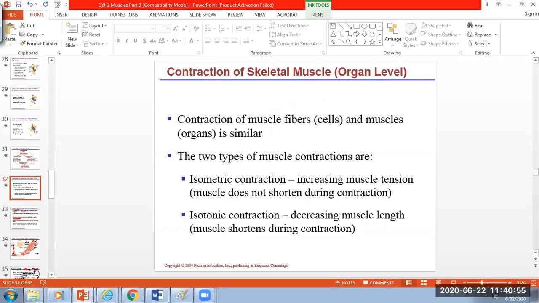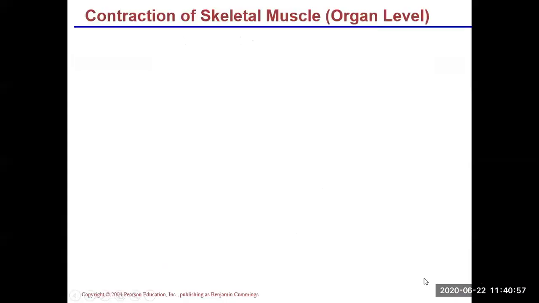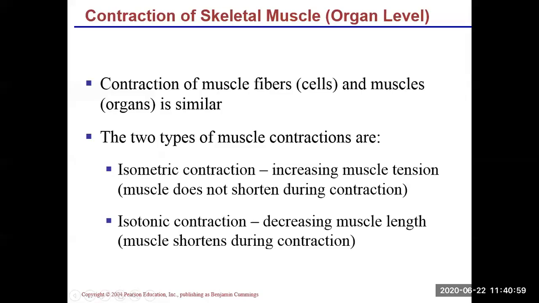All right, so now there are 2 kinds of contraction. One is an isometric contraction and the other one is an isotonic contraction. Isometric contraction increases the muscle tension, but the muscle does not shorten during the contraction. That does not mean the muscle is not working. Say, for example, you're pushing on the wall.